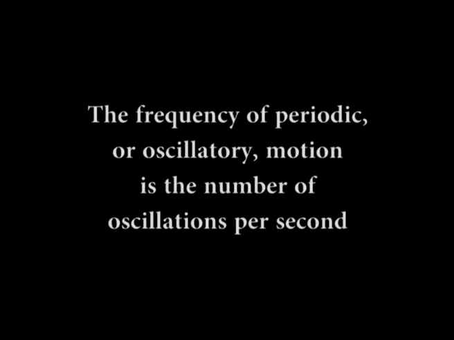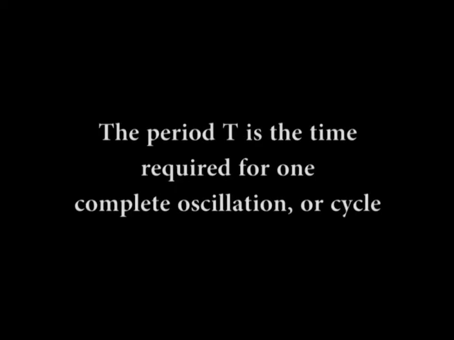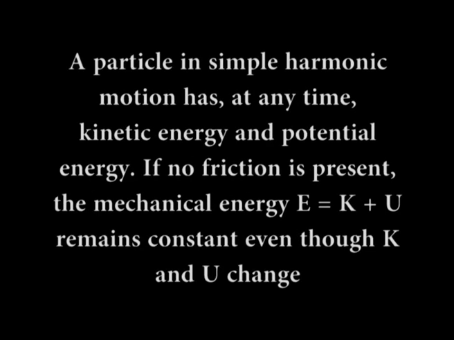The frequency of periodic or oscillatory motion is the number of oscillations per second. The period T is the time required for one complete oscillation or cycle. A particle in simple harmonic motion has, at any time, kinetic energy and potential energy. If no friction is present, the mechanical energy E equal to K plus U remains constant even though K and U change.